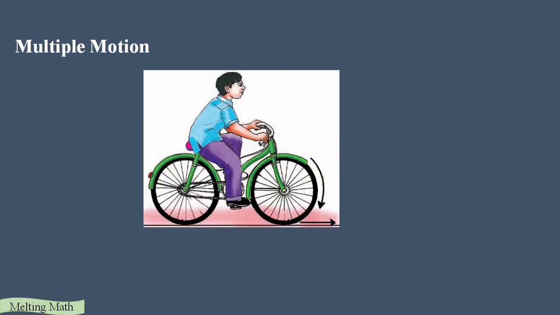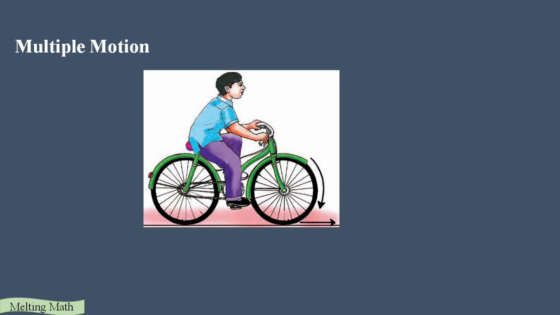Next, multiple motion. Let's observe this image here. In the bicycle, the wheel has two motions. One is rotatory motion, another one is linear motion. By rotating, the wheel shows the rotatory motion. By moving forward, it shows the linear motion.